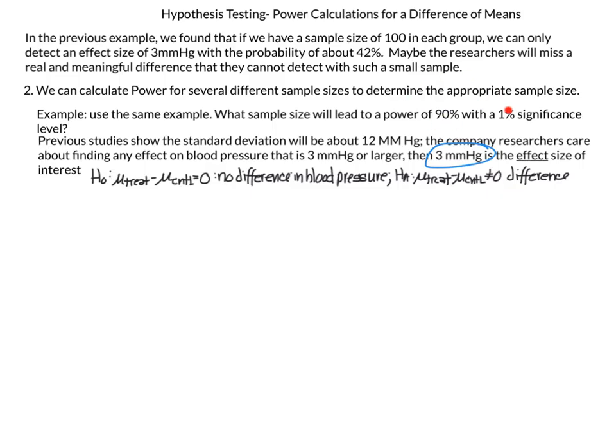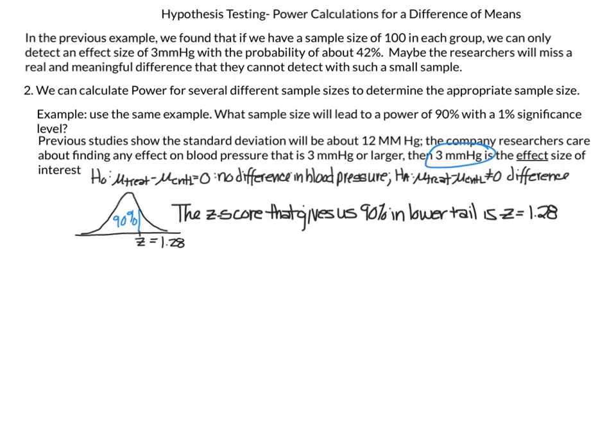with a 1% significance. Again, we have our 12 standard deviation, our 3 mmHg effect size, and our null hypothesis. There's no difference in blood pressure. So we want a power of 90%. So we want in the lower tail 90% of our data. We look up our z-score, and that's 1.28.